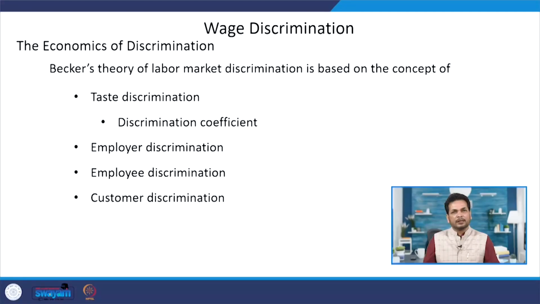While talking about how discrimination happens in the labor market in terms of its outcome in wage and employment, Becker's theory of labor market discrimination is based on the concepts of taste discrimination and the discrimination coefficient. Further, Becker argued about employers' discrimination, employees' discrimination, and sometimes customers' discrimination. Let us try to understand Becker's theory, which is based on the concept of taste discrimination. This concept essentially translates the notion of racial bias or prejudice into the language of economics.